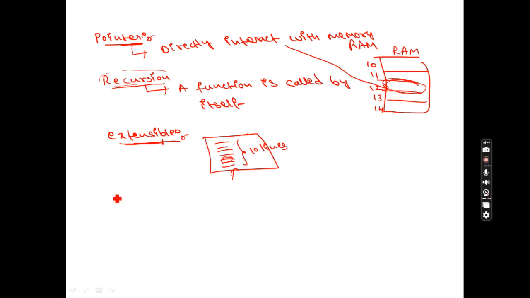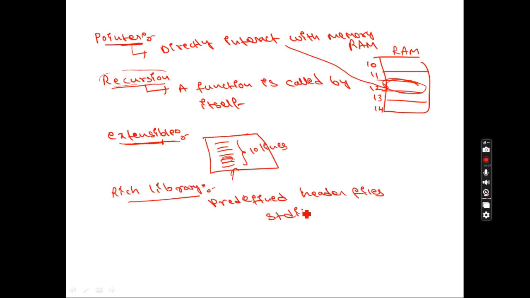If you want to develop any application, C language has a rich library. Sir, what is the meaning of rich library? Already predefined header files are there, so by making use of this concept, your application development will become faster. For example, stdio.h, conio.h. He already made so many predefined concepts and stored them in different header files, so your application development will become very fast. There are lots of inbuilt functions available in these header files.